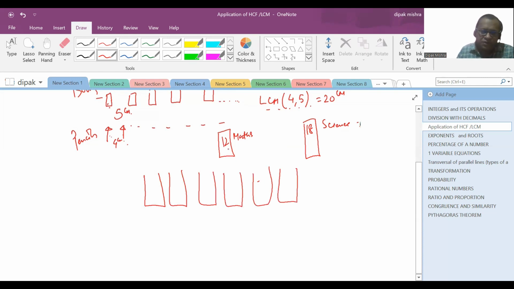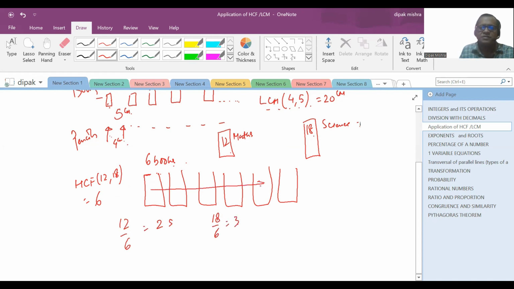So you have to find that number which divides 12 and 18 completely, right? Which means in this case, you have to find the HCF of 12 and 18, and hence it is 6. So we can say each shelf can contain 6 books, 6 being the HCF of 12 and 18. And the question asks you how many shelves are required in total. So if each shelf has 6 books, maths has 2 shelves because 12 divided by 6 is 2, and science has 3 shelves because 18 divided by 6 is 3. So we require a total of 5 shelves.